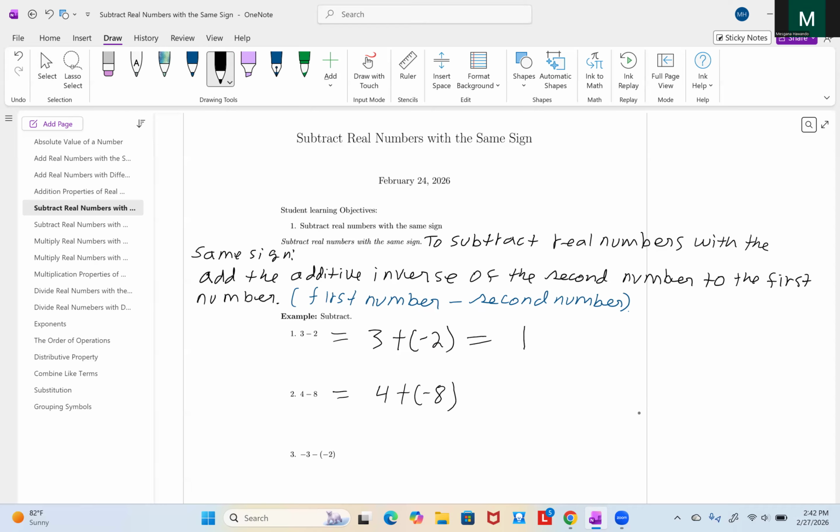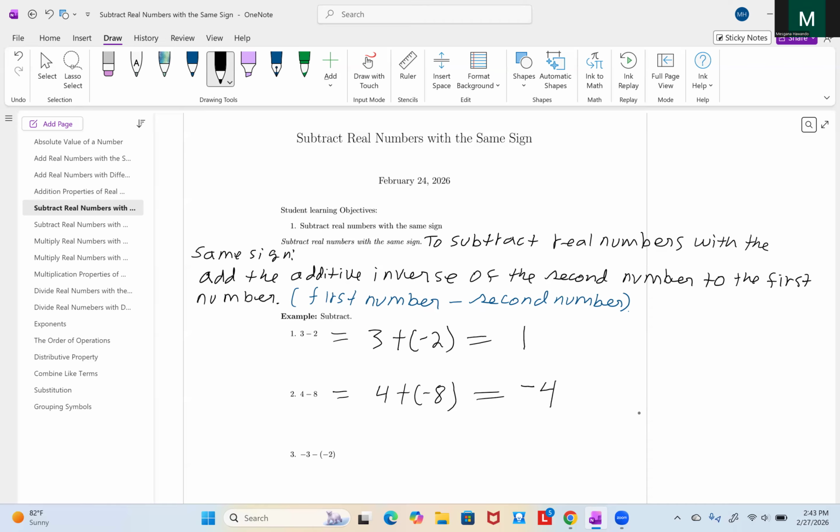Now we're adding real numbers with different signs. To do that, we subtract the smaller absolute value from the larger one. That smaller absolute value is 4. We subtract it from the larger absolute value, which is 8. So 8 minus 4 is 4. The sign inherits the sign of the larger absolute value. The sign of the larger absolute value is negative, so the answer is negative.